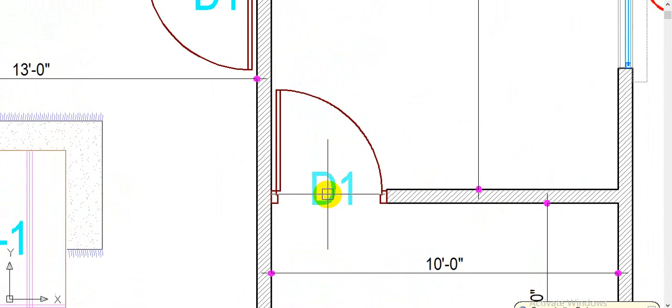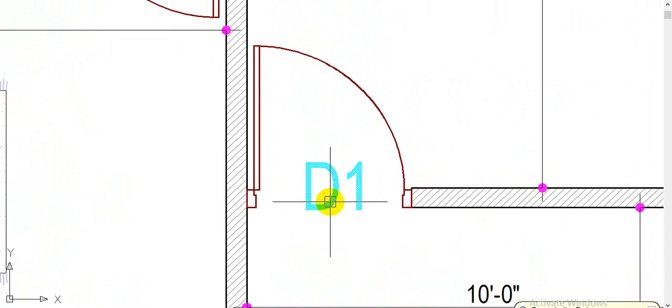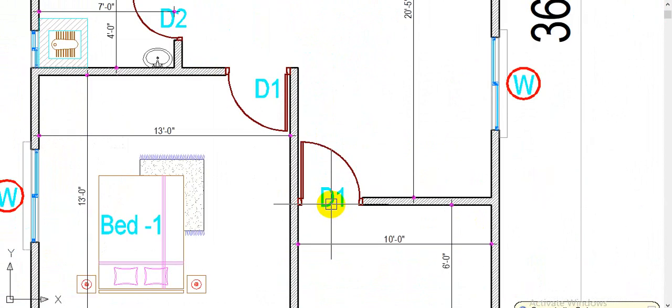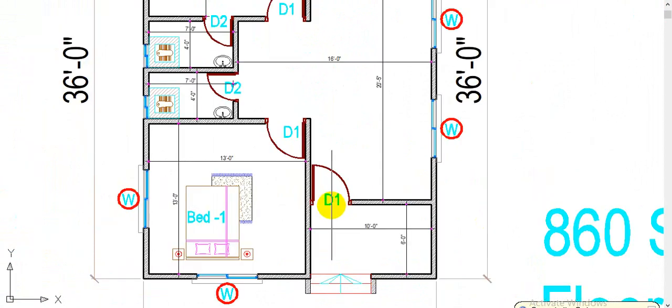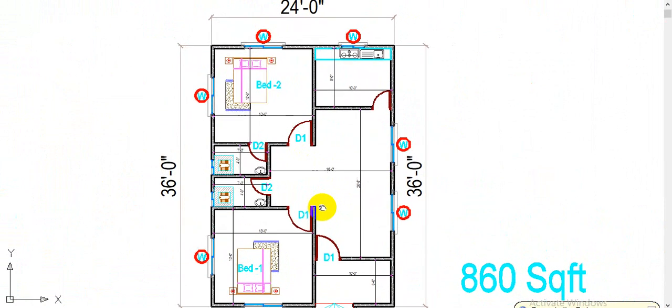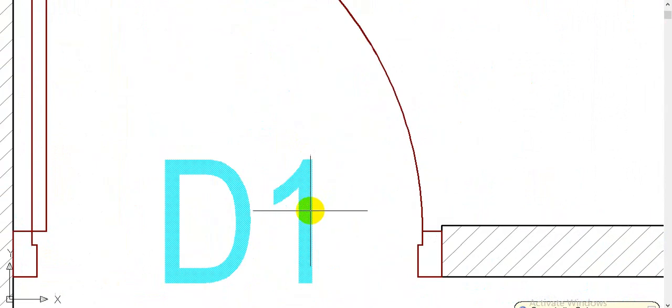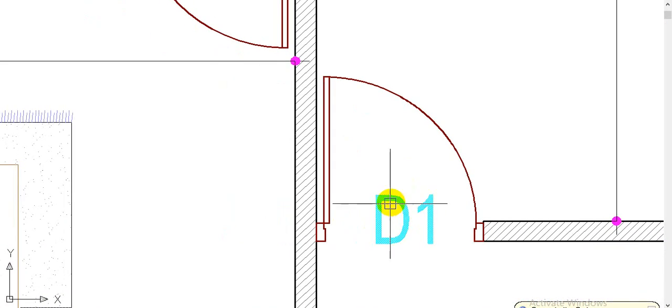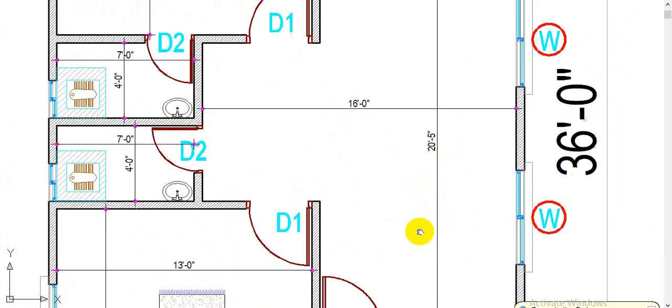Here we have a divan door. The divan door measurement is basically 3 feet 4 inches. We are using the divan door in this floor plan as our bedroom door and this main door. So using this main door, we will enter here.